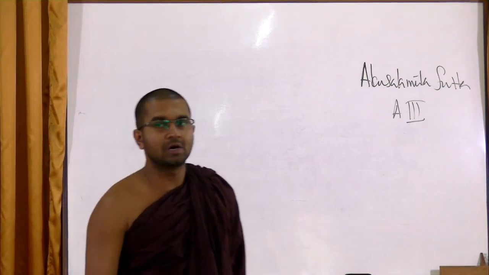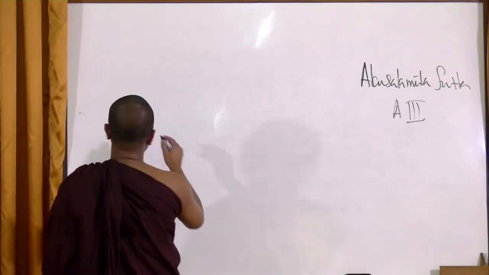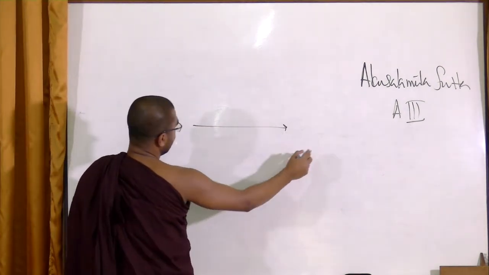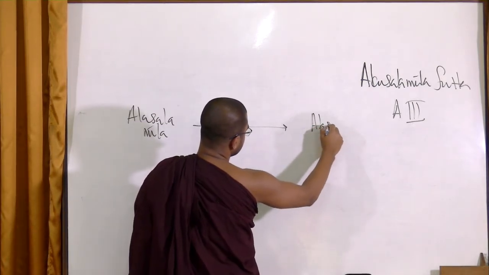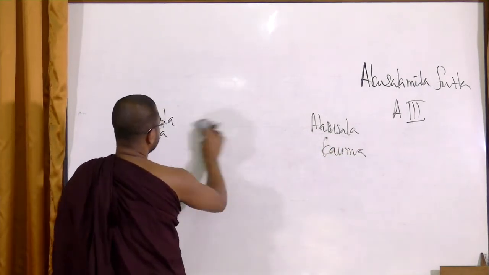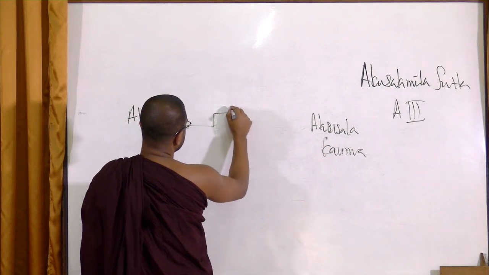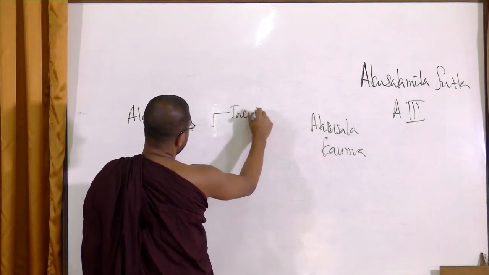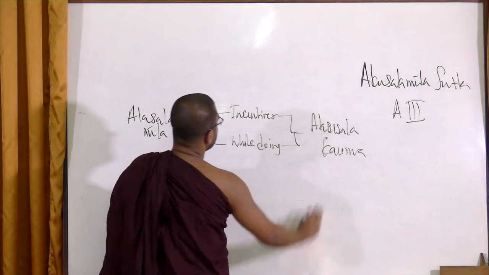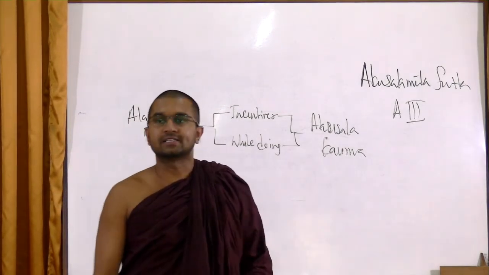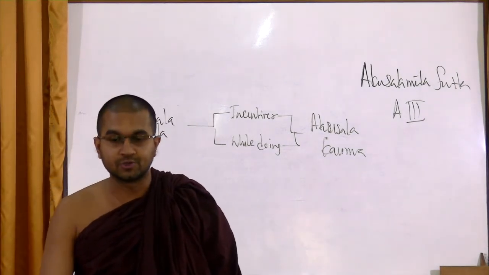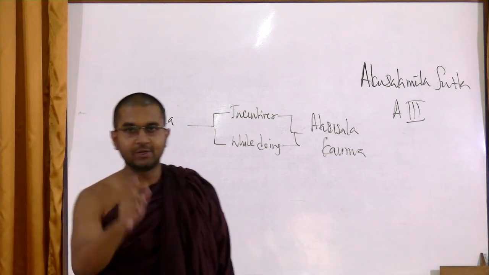Then we talk about akusala mulas: lobha, dosa, moha. So akusala mulas support akusala kamma. This happens in two ways: as incentives, and while doing. Incentive means the objectives, our wantings. Incentives are like reasons for you to do akusala. And also while doing the akusalas.